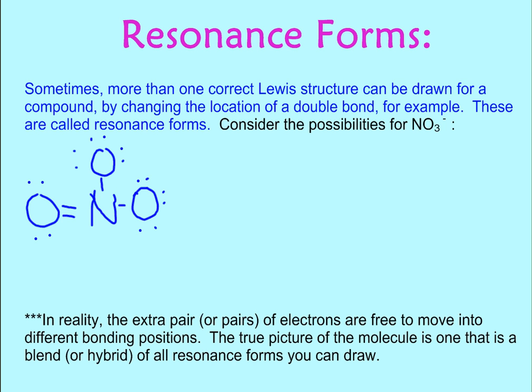So for example, we can have the double bond located here. So now this oxygen will only have the 4 electrons on it. Okay? And the last position, as I'm sure you figured out by now, would be here.